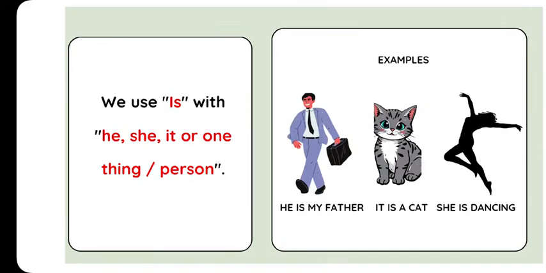We use is with he, she or it or against one thing or person. Here some examples are given. He is my father. It is a cat. She is dancing. Here look, is used with he, it and she.